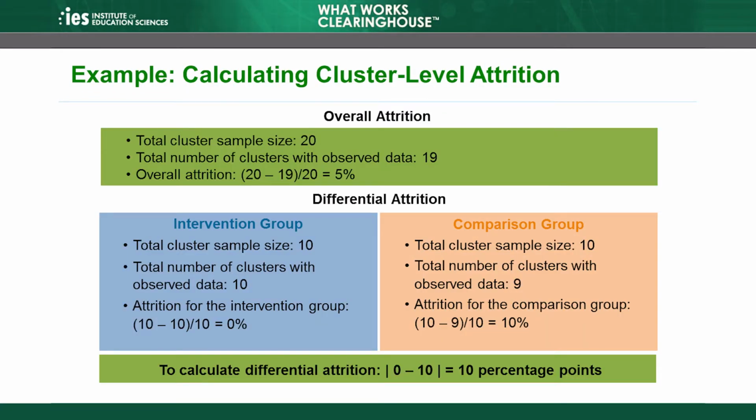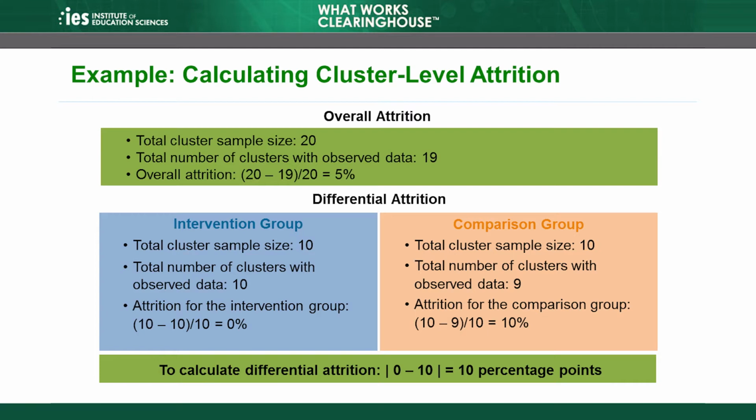To calculate overall cluster level attrition, first we need to determine how many clusters left the sample. We have outcome data for 19 of 20 schools, so 1 cluster is missing. 1 out of the 20 gives us an overall attrition rate of 5% at the cluster level. Now we need to calculate differential attrition.